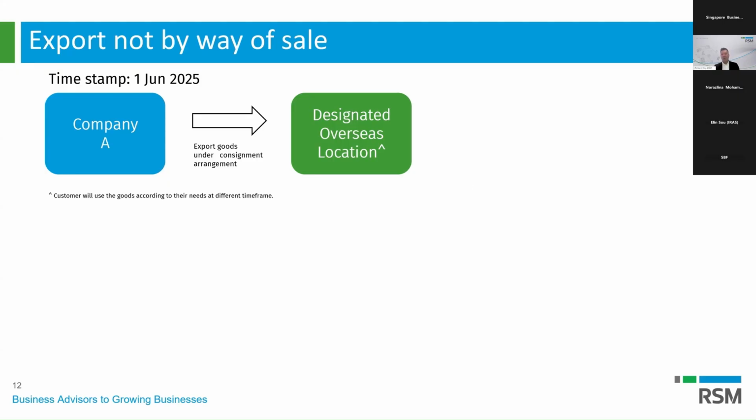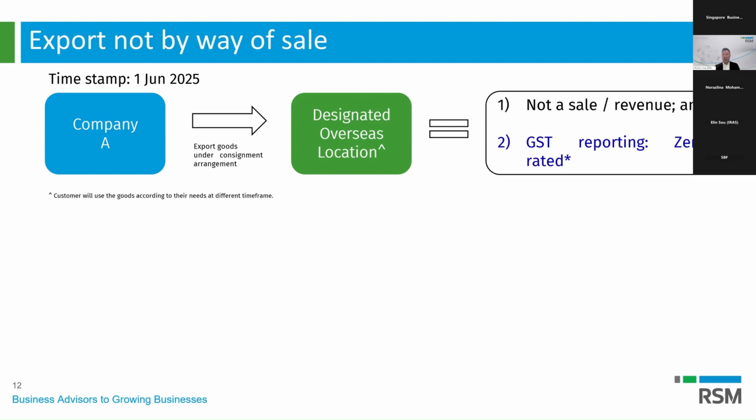Okay, let us also quickly show you the answer. Those of us who indicated yes, well done. Although it's not a sale or revenue, because at this juncture no sale or revenue occurs, as the customer has not utilized the goods and you will not be able to bill them, for GST reporting purposes we need to track this export movement as zero rated under box 2 of our GST return.